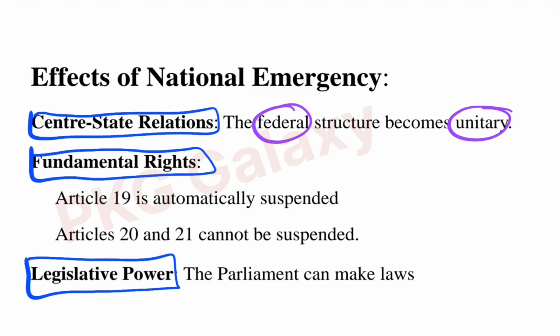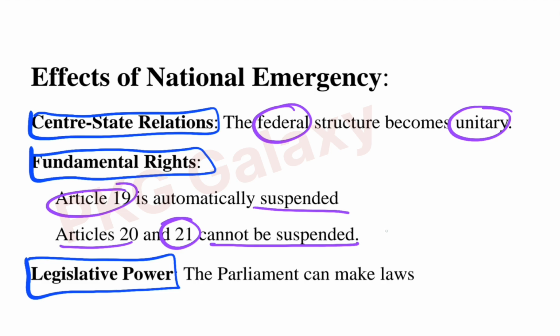Next we'll see how the national emergency affects the fundamental rights. Article 19 is automatically suspended during an emergency declared on the grounds of war or external aggression. Even though Article 19 guarantees the citizens freedom of speech and expression, assembly, association, movement, residence and profession, if the national emergency is called, Article 19 is automatically suspended.